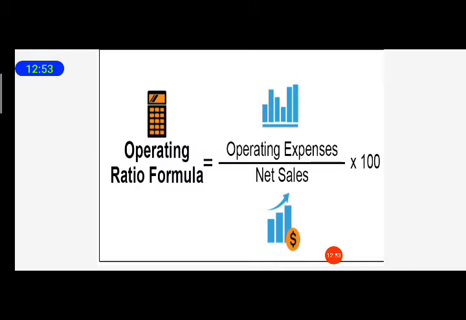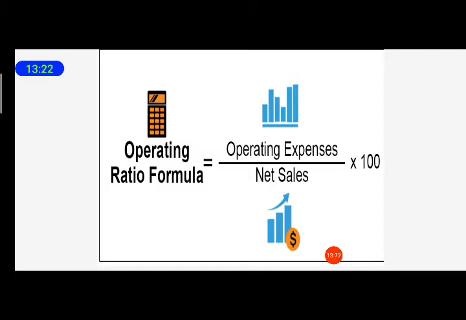The formula of operating ratio is operating expenses divided by net sales into 100. Then the second formula: operating ratio is equal to cost of goods sold plus operating expenses divided by sales into 100. Then what are operating expenses? Operating expenses are administrative expenses plus selling and distribution expenses.